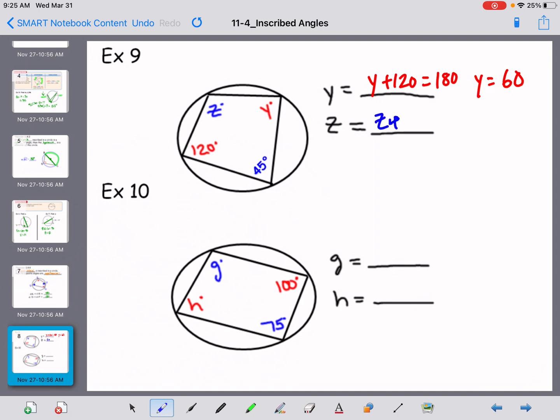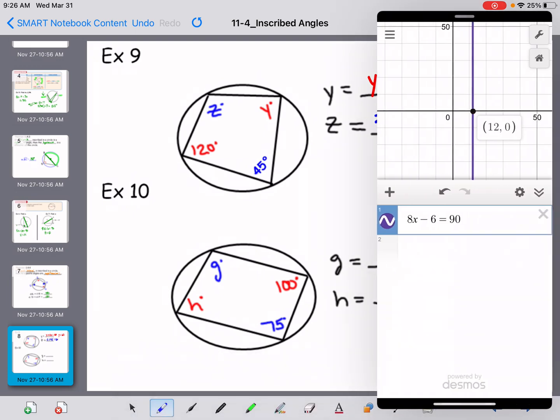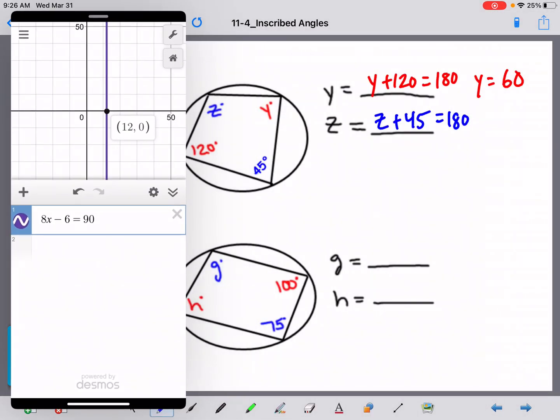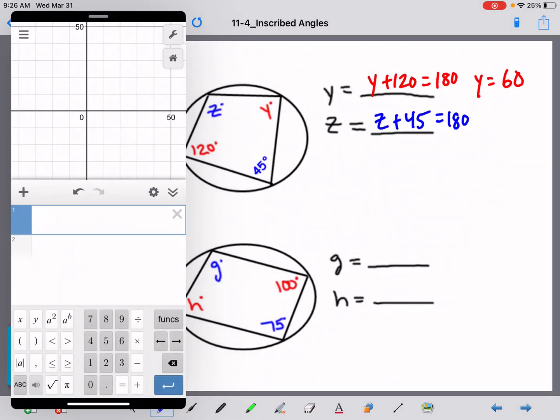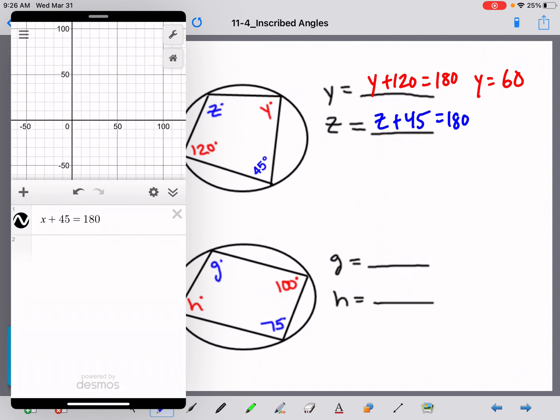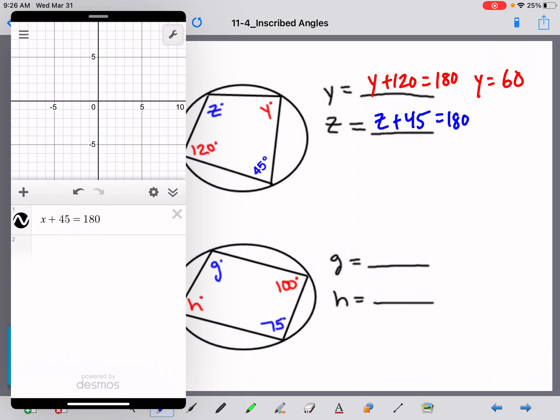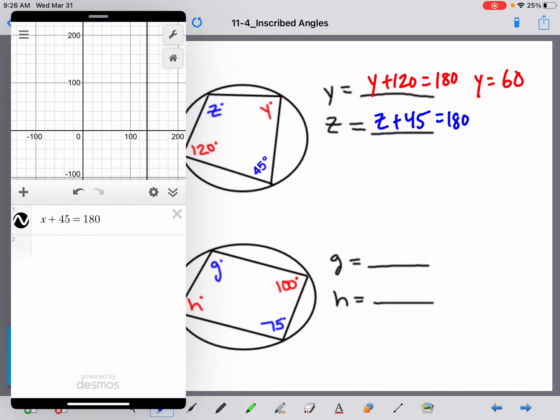Z plus, well, that's a funny looking plus. Z plus 45 equals 180. All right, do you want to see this written out or typed out? You would say X plus 45 equals 180. Z equals 135.